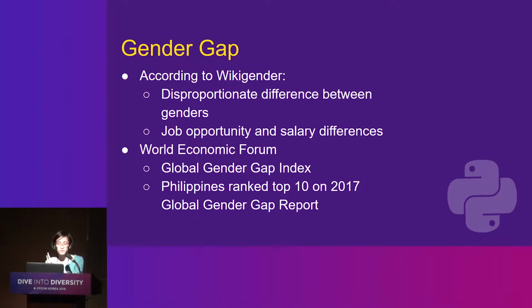And then the second definition is that there is a difference in job opportunities and salary between genders, or between men and women, just because of their gender. So it's not because of their talent or their experience. And actually, the World Economic Forum has this index that they call the Global Gender Gap Index that measures a country's gender equality based on four areas. These are education, health, politics, and economics.